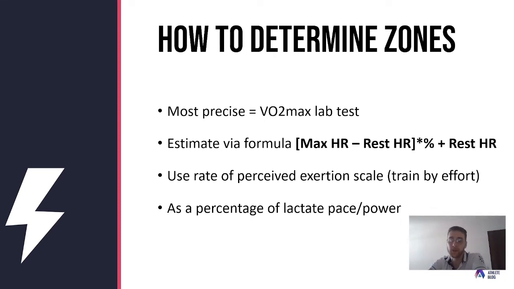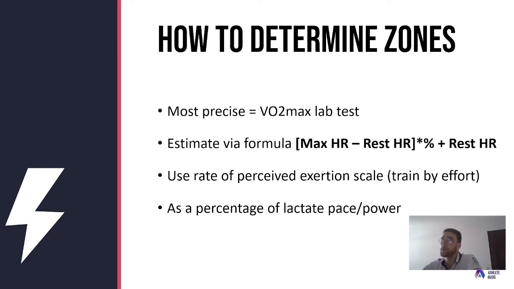Obviously, the most precise way to determine your zone is to take the lab test. They would take the lactate, they would determine your heart rate. They would also place a mask. They would see how the amount of carbon dioxide you breathe out is changing, and based on that, they would determine aerobic and anaerobic threshold, and they would tell you precisely what your zone 1, 2, 3, 4, 5 is.